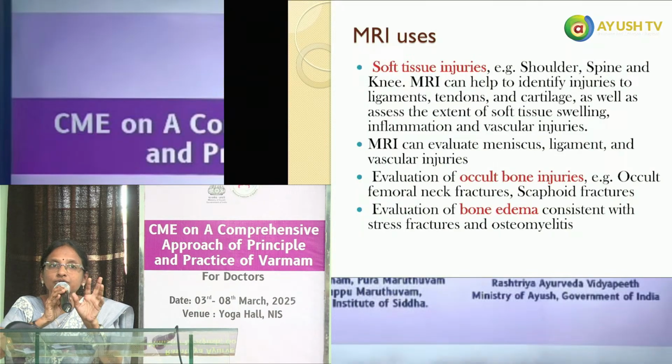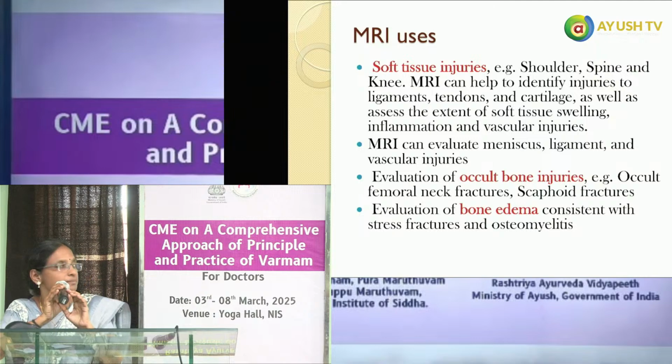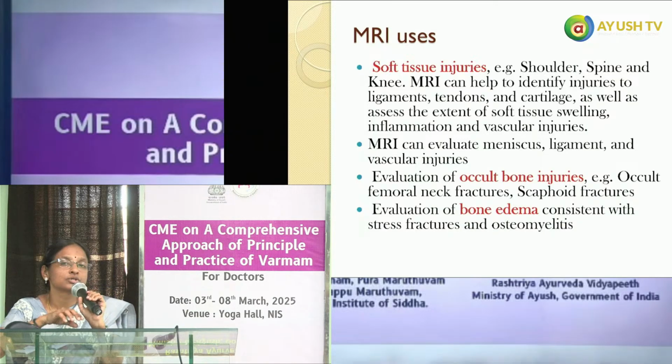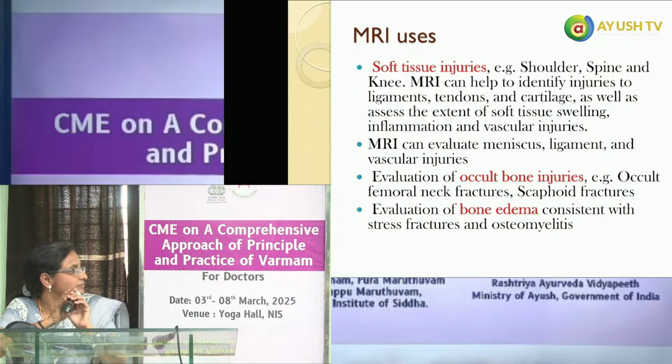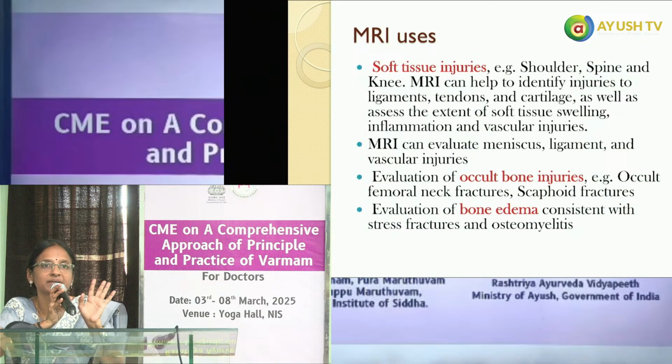Basically for evaluation of significant soft tissue injuries, that is like tendons, ligaments, cartilage. So how much extent there is, plus whether there is any inflammation, whether any vascular injuries have happened, you can do it only with an MRI scan. CT also will not give you this much detail when it comes to vascular injuries, ligament, tendon. You will definitely get it only with the MRI scan. See, meniscus, ligament, vascular injuries, all this can be evaluated much better with the MRI scan.